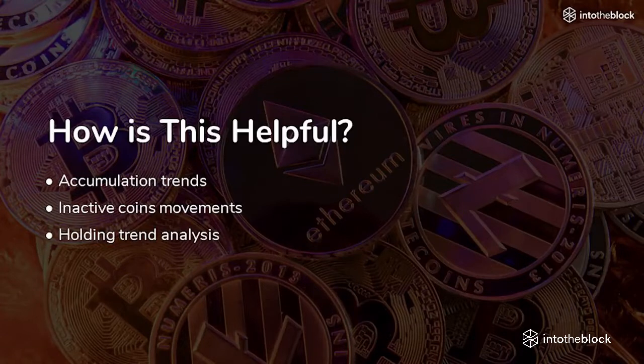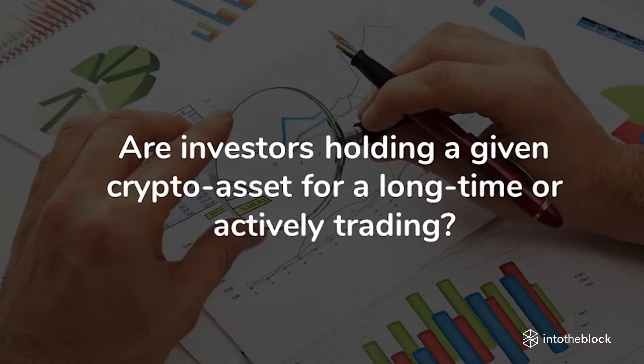So how is this helpful? You can see accumulation trends. Where are coins just staying there and not moving? Are they actively traded? Movements from inactive coins to active coins, as well as holding trend analysis. So when you look at a crypto asset, it's helpful to understand who owns this thing, right? And a vector to understand who owns an asset is time. So are people in it for the long term, or are people actively trading?